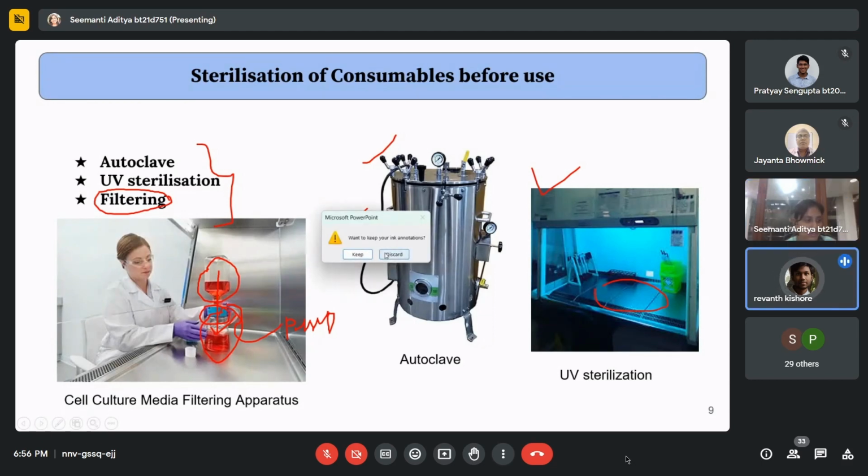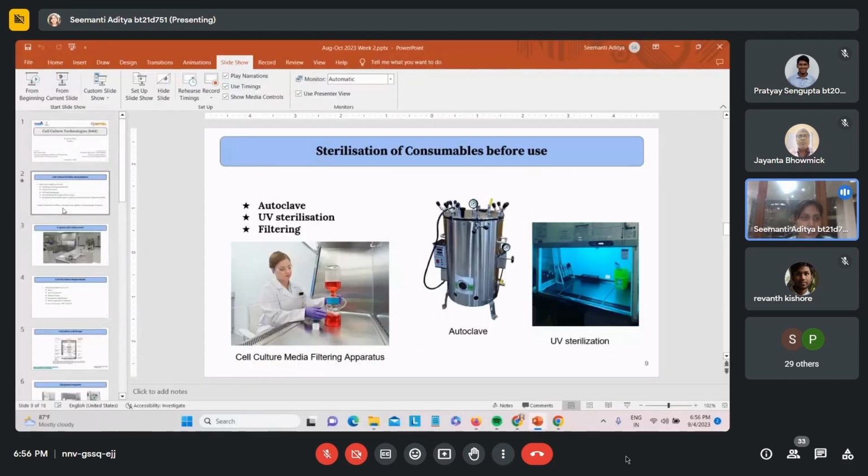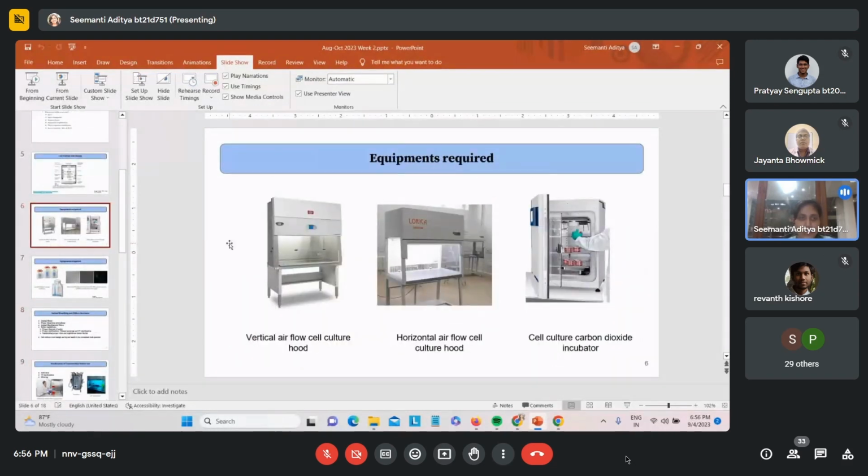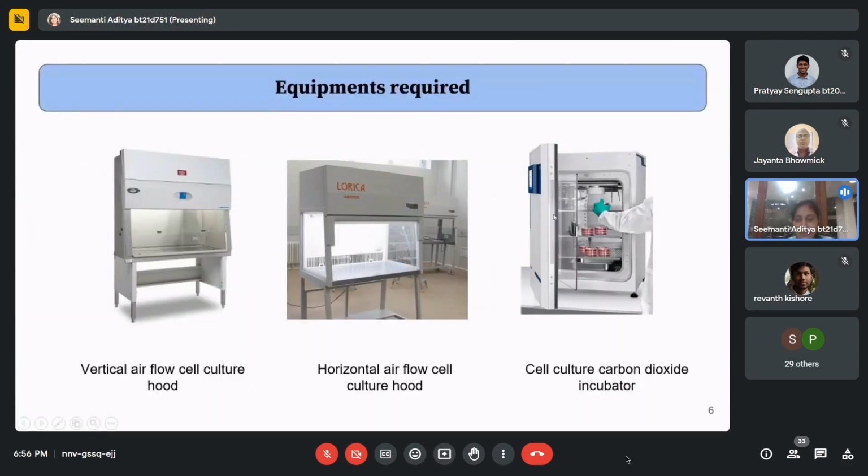Ma'am, how do we sterilize the CO2 incubator? CO2 incubator, we can fumigate. Inside the CO2 incubator, we can wipe the entire surface. We have to first switch off the incubator. If it is working, we cannot fumigate it. So we have to first wipe the incubator with ethanol.